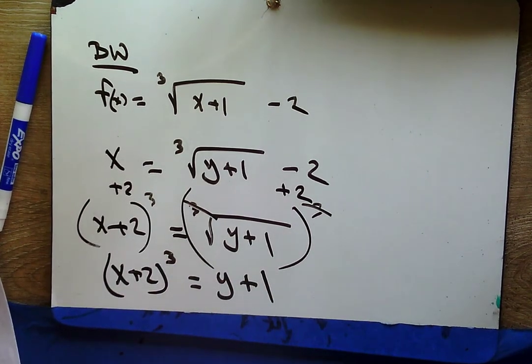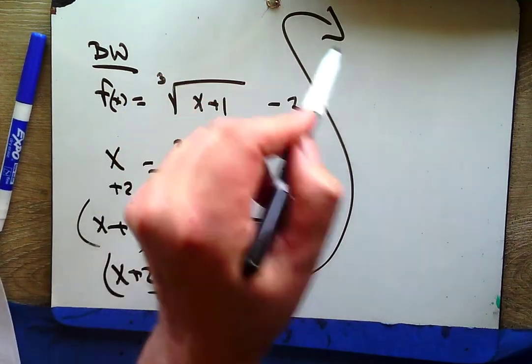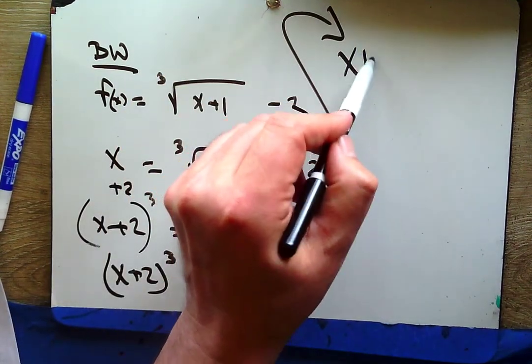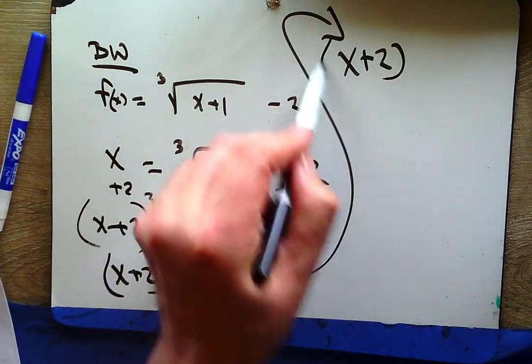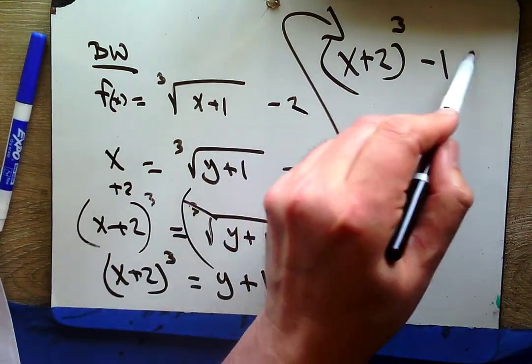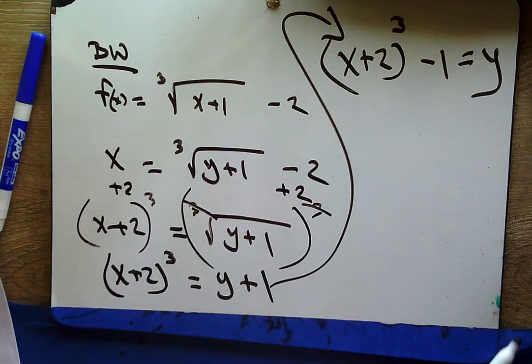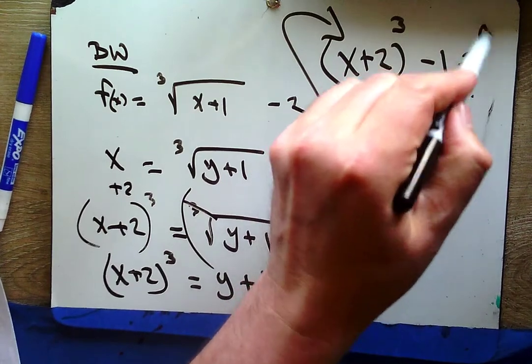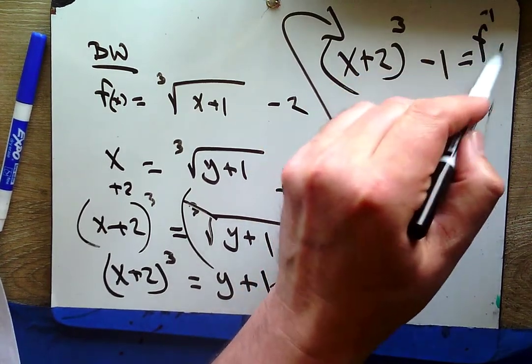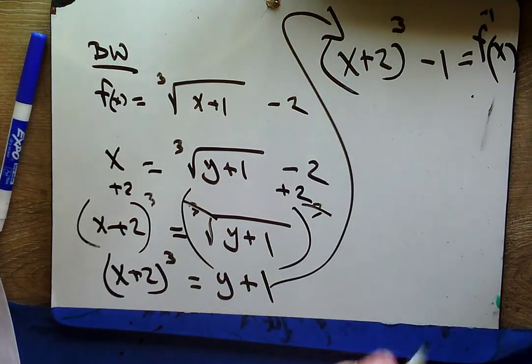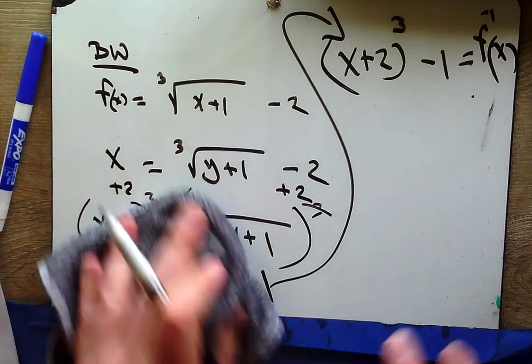And all we need to do now is subtract 1 from both sides. X plus 2 cubed minus 1 equals y. And then we could say, well, this isn't just y. It's f inverse of x. Okay, nice. Next question for our bell work.